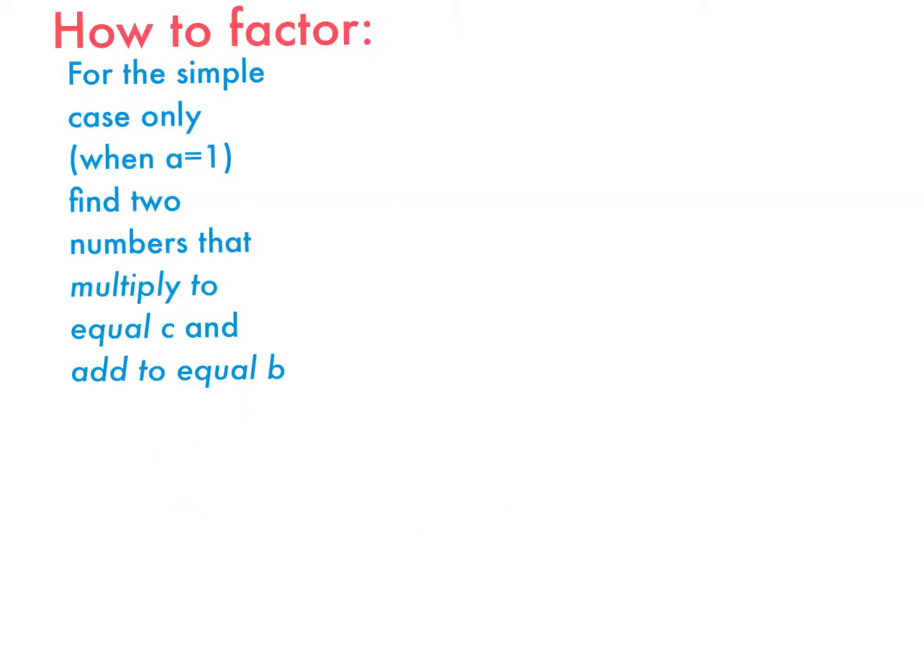All right, so to factor, for the simple case only, it's really important, this is only whenever a equals 1, we have to find two numbers that will multiply to equal c and will add to equal b, just like we saw with that 2 and 3 multiplying to 6 and adding to 5. All right, so let's look at an example.